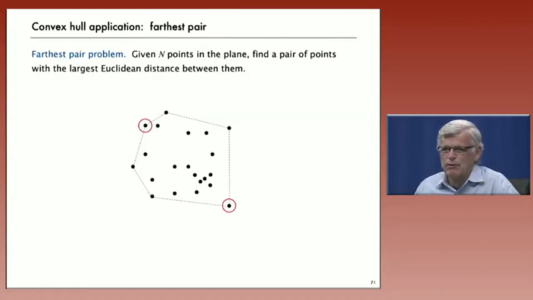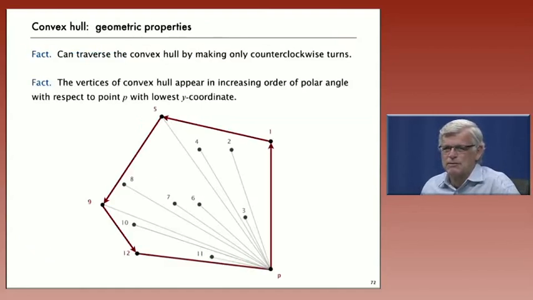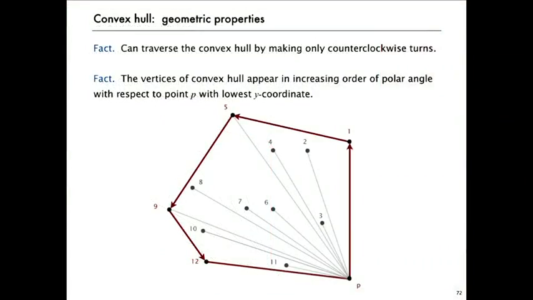Here's another application. If you want to find the pair of points that are the farthest apart in a set of points in the plane, this is sometimes important in statistical calculations or other applications. They're on the convex hull. If you have the convex hull, this computation is easy. They're going to be extreme points on the convex hull. So there's a lot of geometric properties of the convex hull that we can take advantage of to develop an algorithm. And here are two properties.